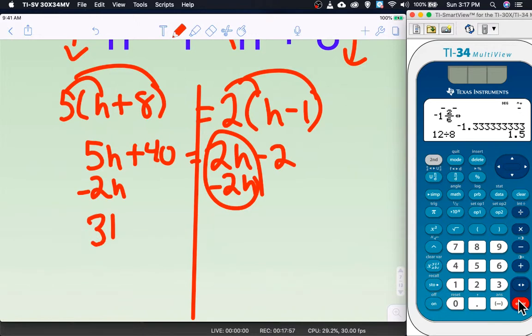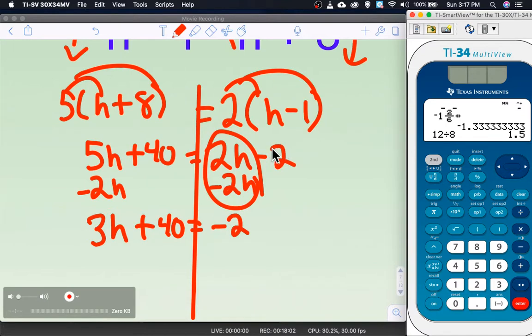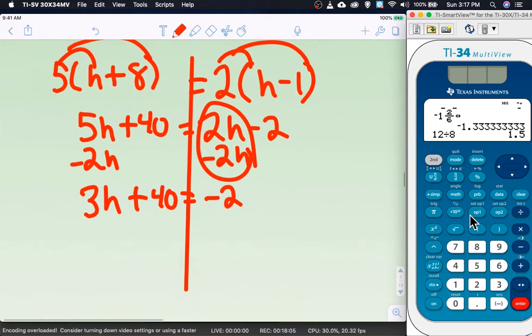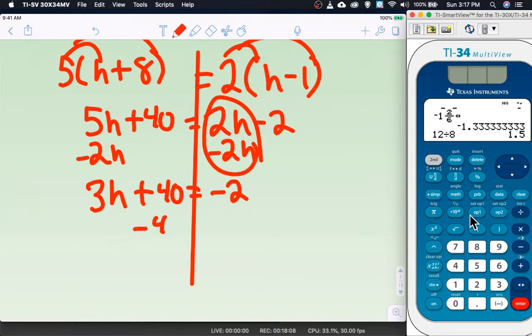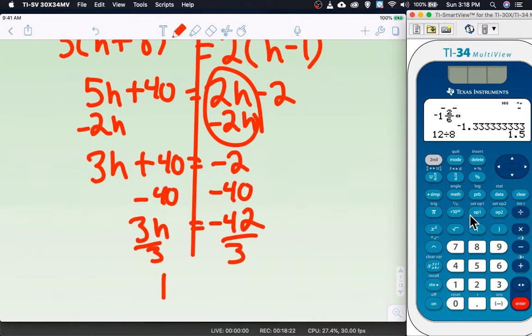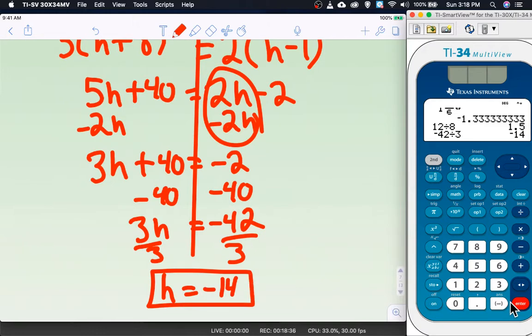So now we have 3h plus 40 equals a negative 2. Don't forget your negative. And I solve. Minus 40 on both sides. 3h equals negative 42. Divide by 3 on both sides, and h equals negative something. Negative 42 divided by 3 is negative 14. And we're done.